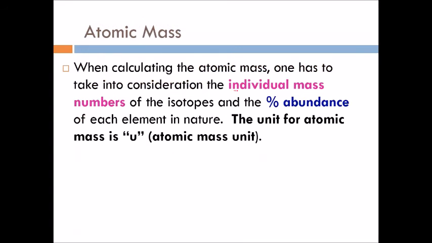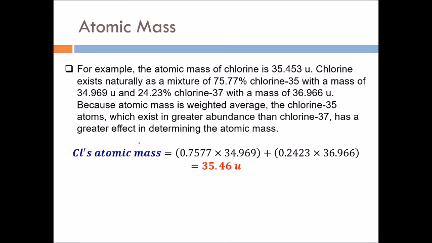When calculating, you need to know the individual mass numbers, and you need to know the relative abundance of each element. And then, like I said, we're going to use the U as the unit for atomic mass units. Looking at this particular example, this is chlorine. Chlorine has 2 common isotopes that they know of out there, 35 and 37. Chlorine 35 has 75.77% abundance, and chlorine 37 has 24.23% abundance.